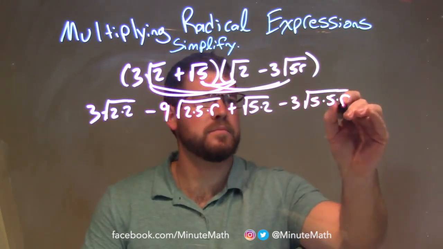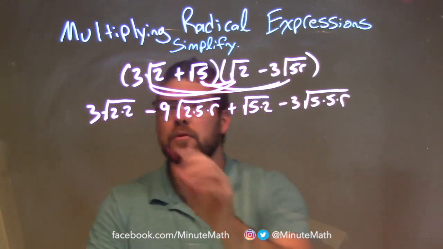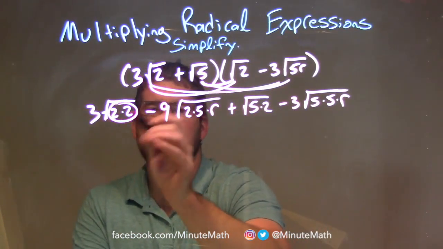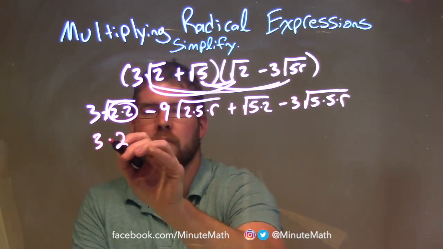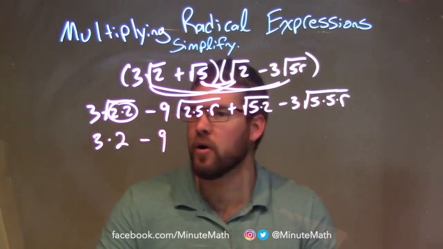Okay? So now we need to simplify that. So pair of 2's right here. Pair of 2's represent an individual on the outside. So square root of 2 times 2 is just 2. So we have 3 times 2 right there. Minus 9 here.